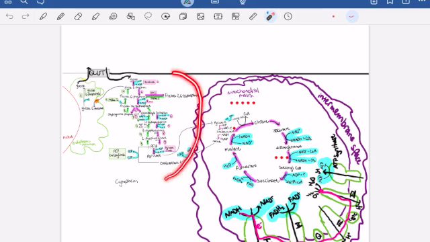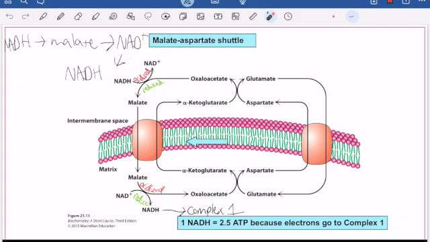But glycolysis is all the way out here, outside the mitochondria. So the electron carriers it produces are large molecules that cannot passively pass through the membrane. So we have these shuttles to pass the electrons, not the carrier itself, but the electrons, through the membrane to the ETC. Let's start with the malate aspartate shuttle.